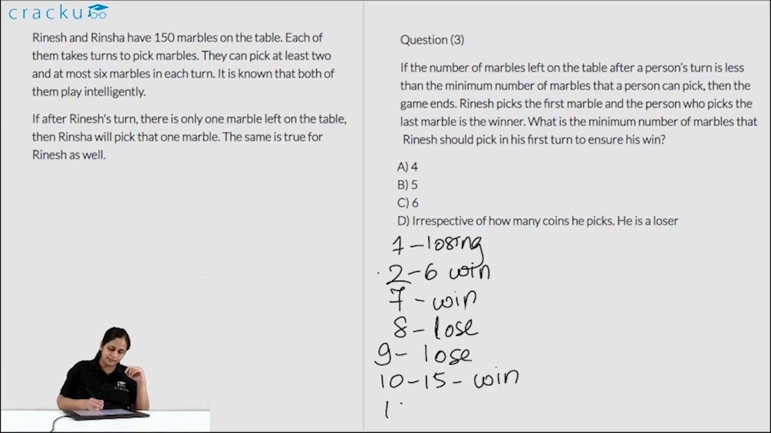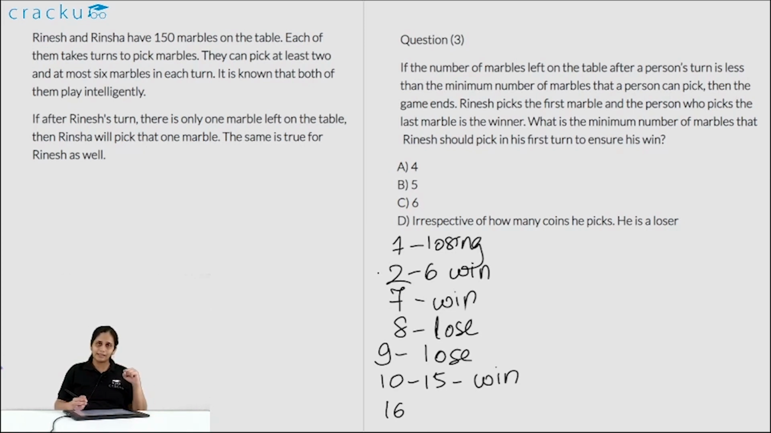Now consider 16. If I take 2, I put the person in this category so he'll always win. If I take 6, again I put them in this particular bracket so that my opponent will always win. So 16 is always a losing position. Similarly, 17, if I pick 2, the person will win because he'll have 15 coins, so the opponent will always win.